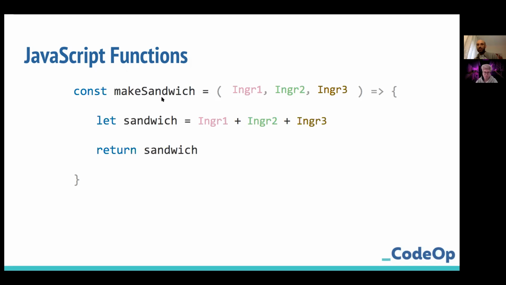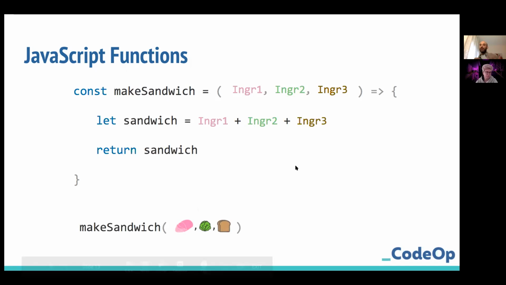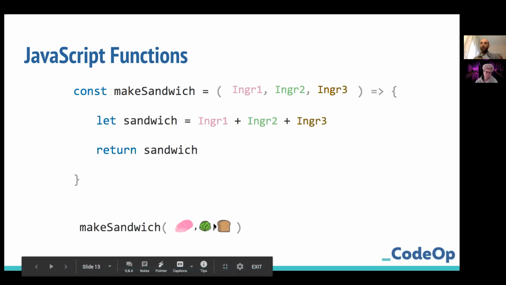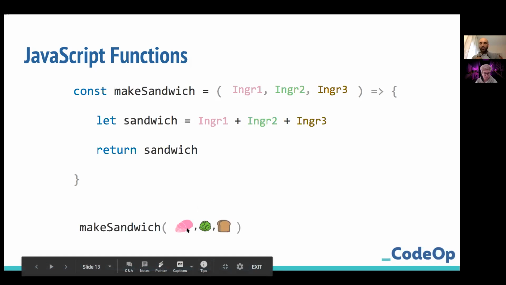The way I do it is I just simply use this name. So make sandwich, I invoke the function, and then I pass 3 parameters, the 3 ingredients that the function is expecting. So if the function takes 3 parameters, you need to pass 3 parameters, right? Otherwise, the function will say, sorry, I don't understand. You told me 3 parameters, or 3 ingredients, and you're only giving me 2. So just make sure that you remember that.